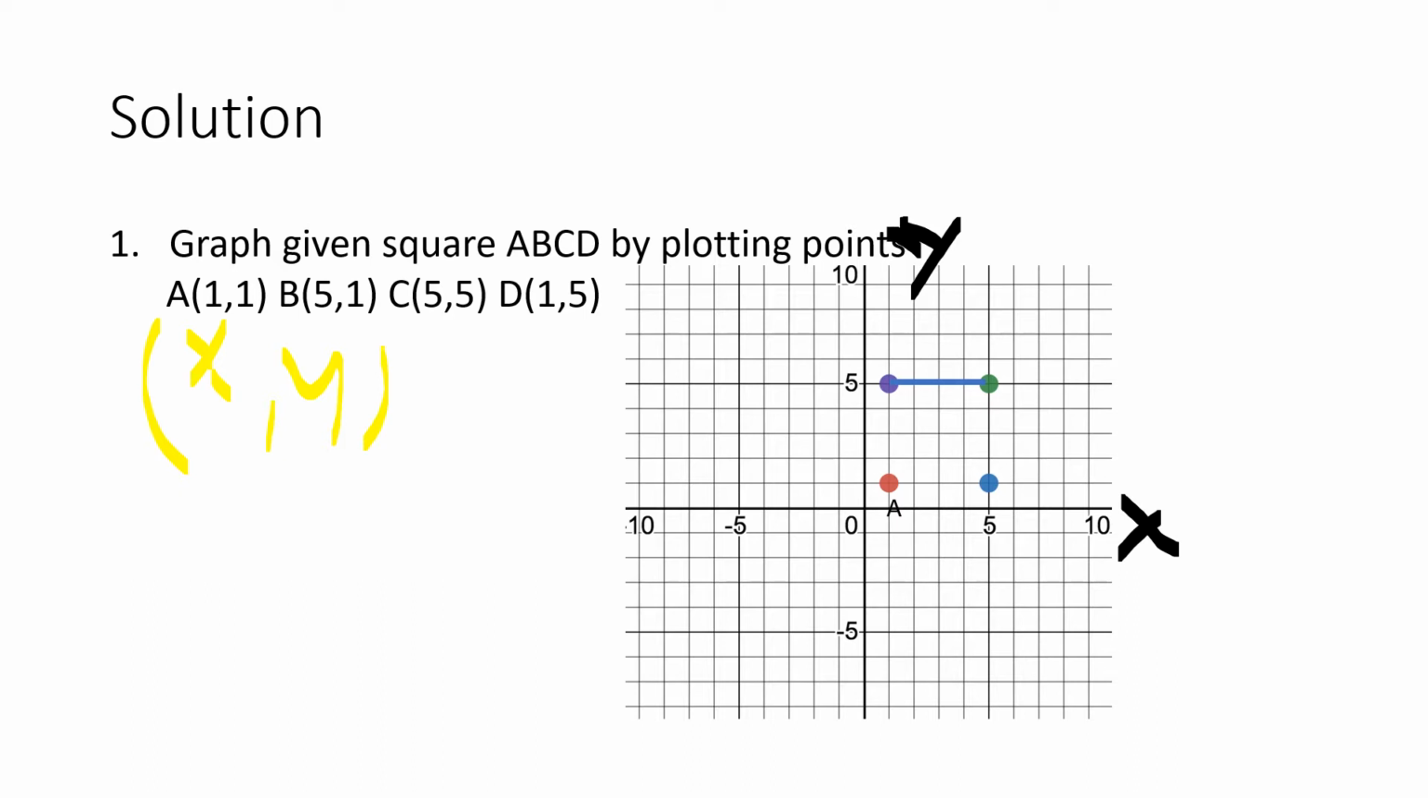The coordinate for C is 5, 5. So go 5 on X, 5 units to the right, and 5 units up on Y. For D, it's 1 and 5. So 1 unit to the right from origin and 5 units up. And we have our square ABCD.